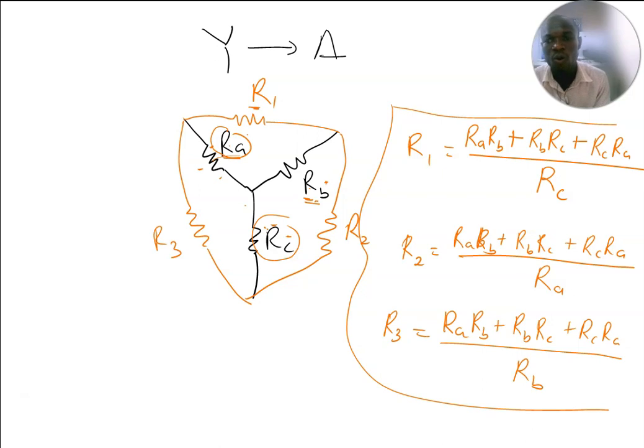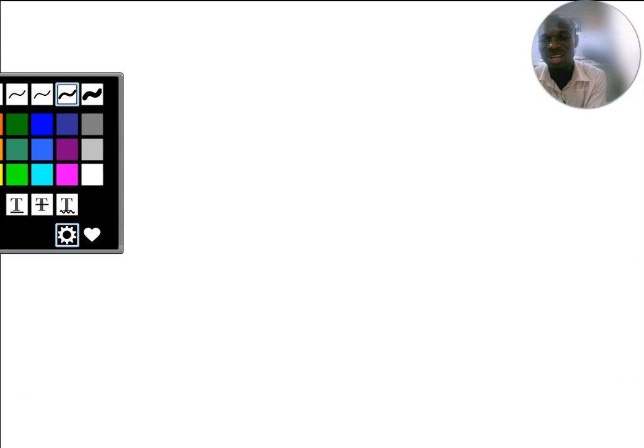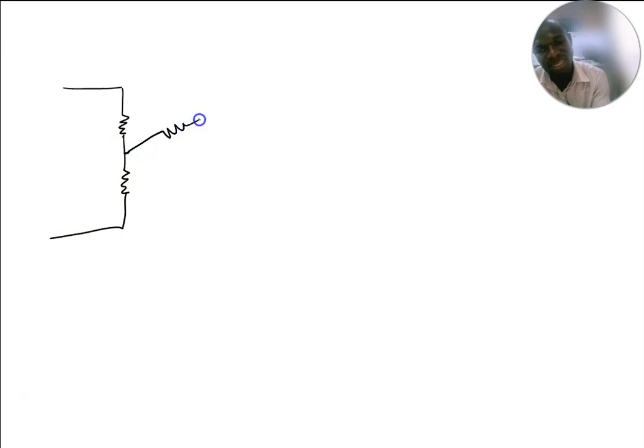Okay. So we are going to apply this in a circuit. Let me draw my first circuit, a very complicated one. I'm going to start with a complicated one so that you really enjoy it. So I have a circuit here, one resistor here, another resistor here. Then I have a resistor at this point, a resistor at this point. Then I have another resistor here.